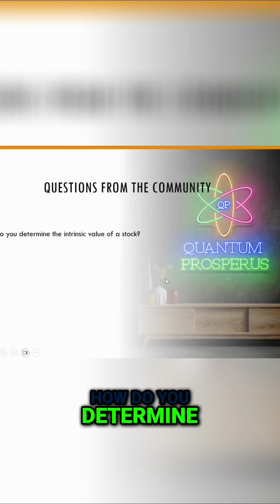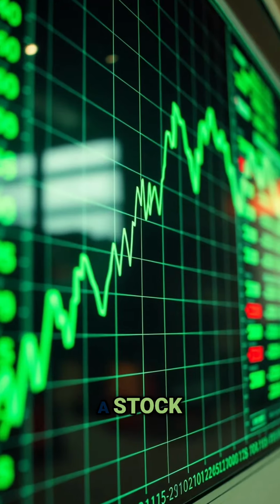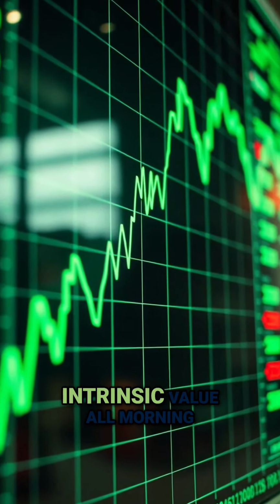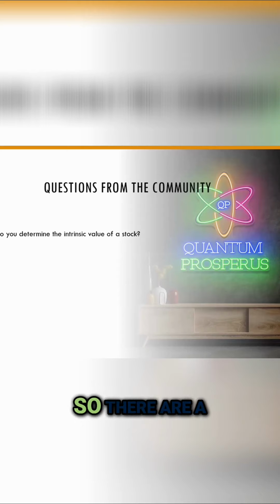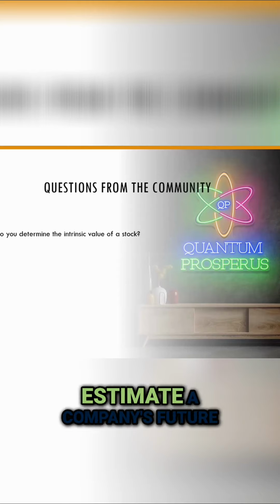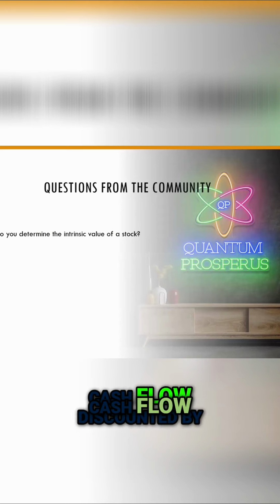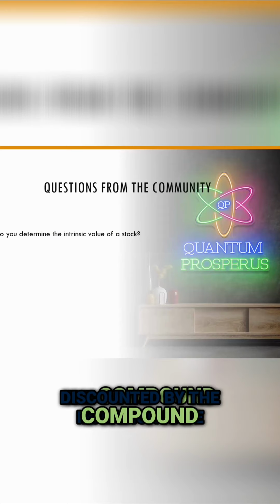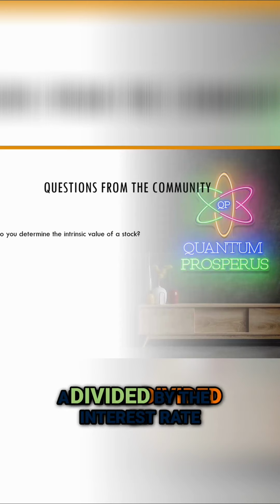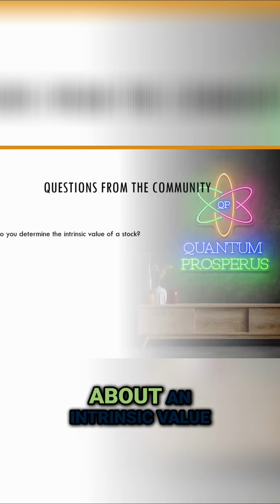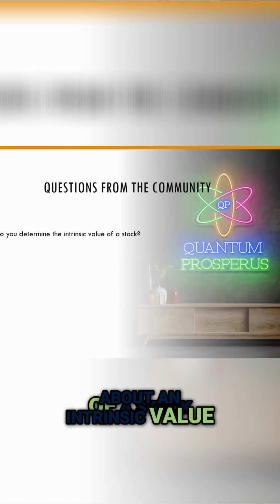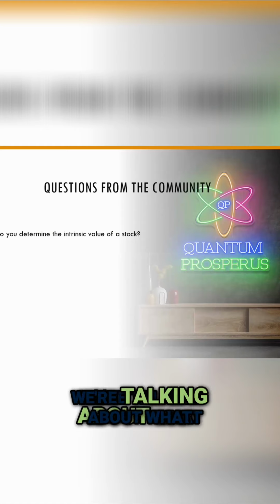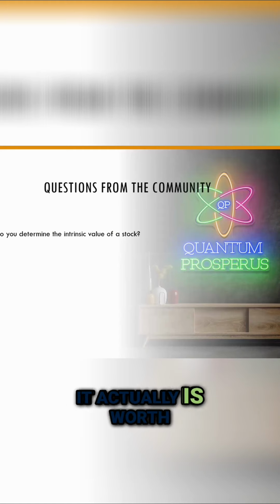How do you determine the intrinsic value of a stock? We've been talking about intrinsic value all morning. So there are a couple of ways to go at it. One, estimate a company's future cash flow, discounted by the compound inflation, and then divided by the interest rate. When we're talking about the intrinsic value of a stock, we're talking about what it actually is worth.